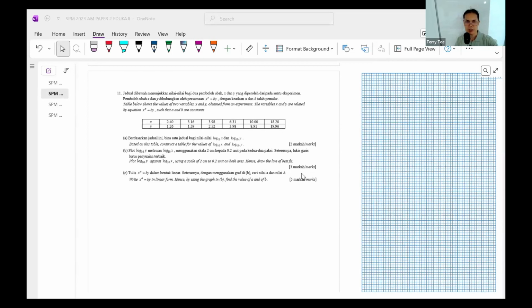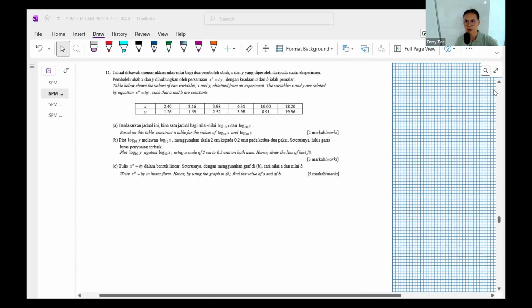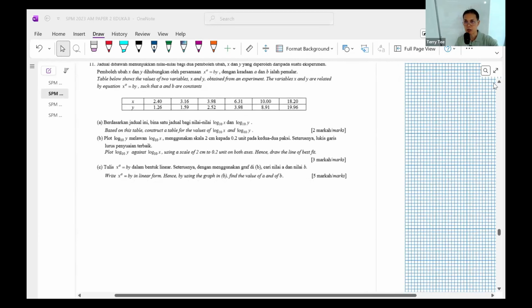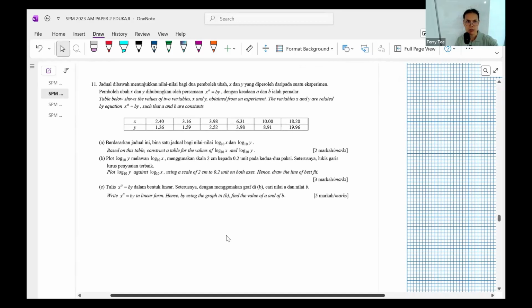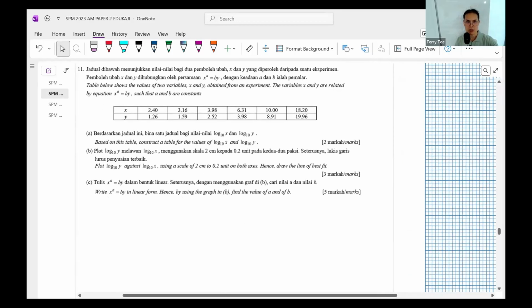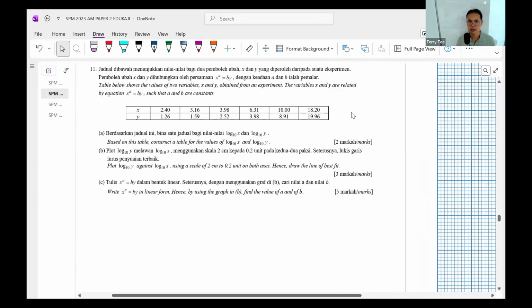Okay, moving on, question 11. This is from Form 4, chapter 6, linear law. So I put the graph paper on the side here. Number one, based on the table, construct the table values for log 10 x and log 10 y. So let me start with log 10 x, log 10 y. Going to calculate all these. Very annoying, going to count one by one.